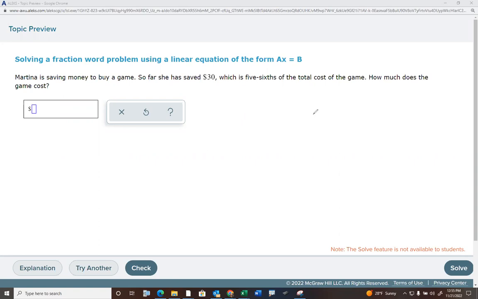Well, let's think of it this way. First of all, it sounds like she has not yet saved all the money. So the game is going to cost more than $30. So our answer better be more than $30. But she's already saved up 5/6. Well, 6/6 would be one whole game. So 5/6 is, she's almost there. So the answer shouldn't be much more than $30.